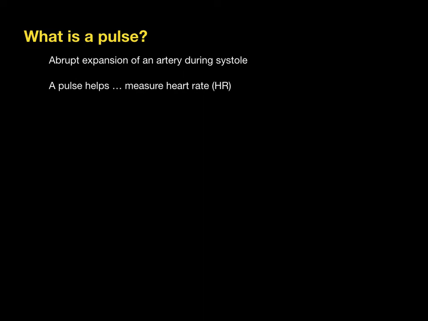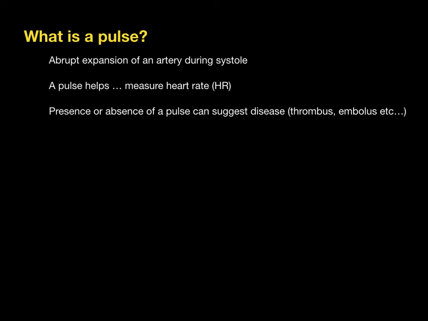Now, the next thing we're going to talk about is what is a pulse? Well, a pulse is an abrupt expansion of an artery during systole. And a pulse helps us measure heart rate. And a presence or absence of a pulse can suggest disease like a thrombus or an embolus or something like that. And a pulse is best felt by compressing the artery against a bone.